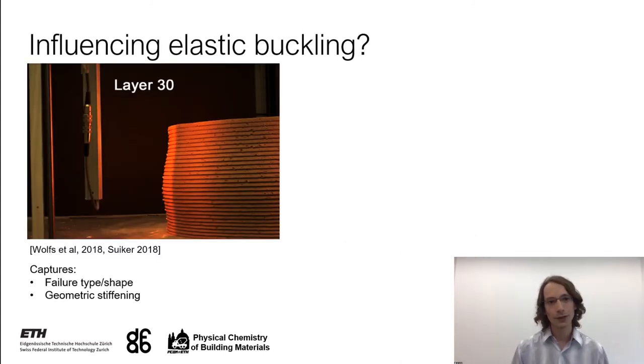Now, one of the big questions is if this affects also the buckling behavior. And our colleagues in Eindhoven especially have shown that buckling is definitely a failure mode that exists. They can very nicely approximate the shape of failure. And it also works to take into account geometric stiffening of the material. However, maybe there is a little bit more to it.